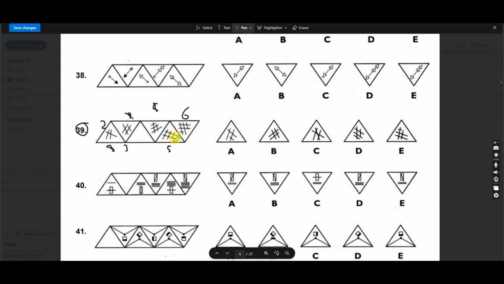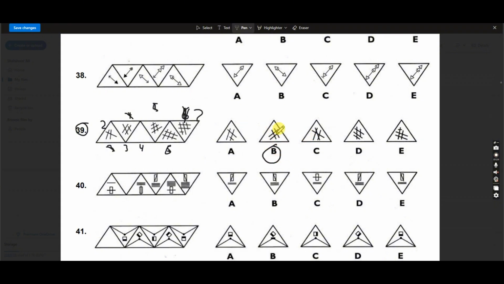1, 2, 3, 4, 5, 6. Alright, you can already see a pattern here. 1, 2, 3, 4, 5, 6, 7. Okay, so this time what I'm looking at is where the lines cross each other. Right, that's an intersection. So you've got 2, 3, this one should be 4, 5, 6, 7. Very simple stuff. So which one of these has 4 intersections?